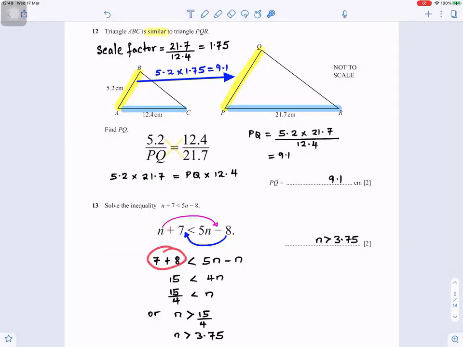So 7 plus 8 is 15. It's less than 5n minus 1n, which is 4n. It's times 4, so you divide by 4 on the left. So 15 divided by 4 is less than n. Or you can say n is greater than 15 divided by 4, which is 3.75. So n is greater than 3.75 is your answer.